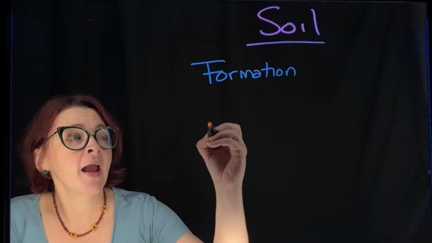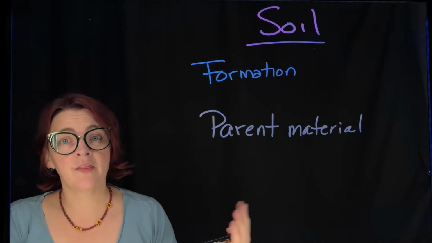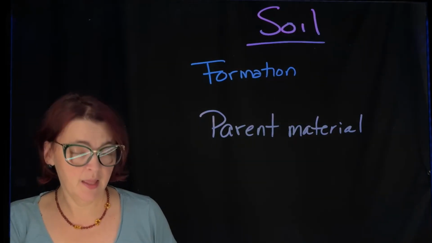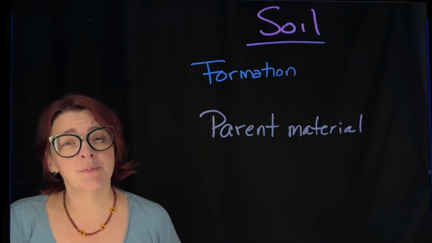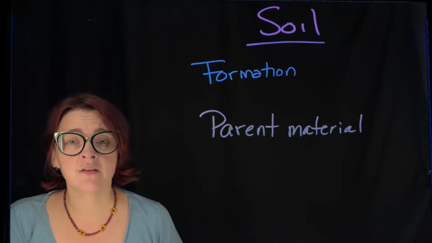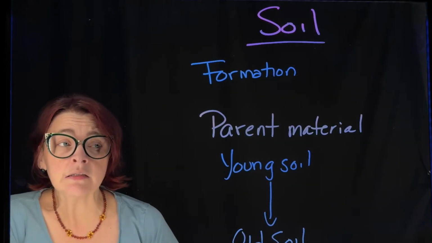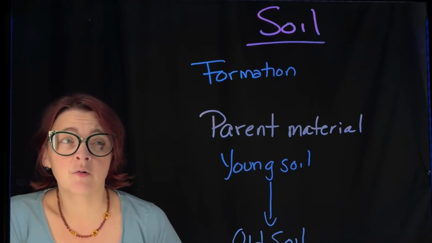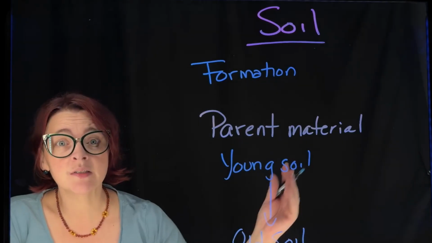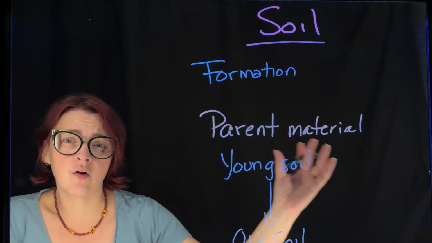We have a parent material, which is the type of rock that is weathered to become soil. The parent material is going to determine the type of soil and the qualities of that soil that are available in that area. If we look at a young soil, a newly made soil, it's going to be mostly parent material and very little organics. So it's going to be mostly broken down rock and not a whole lot of organic matter.